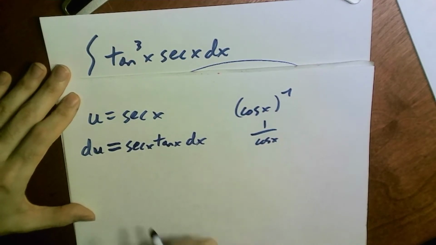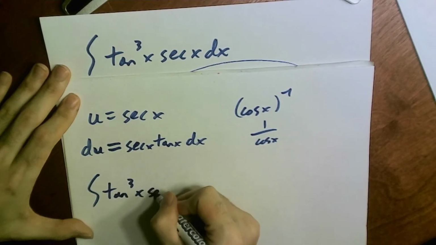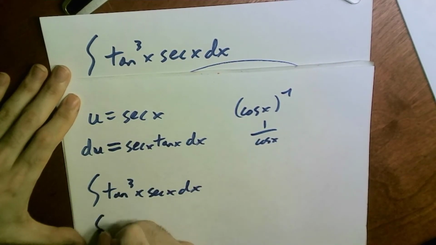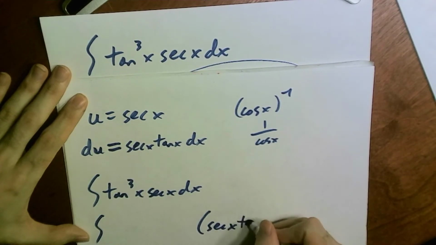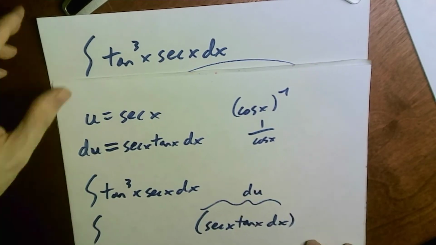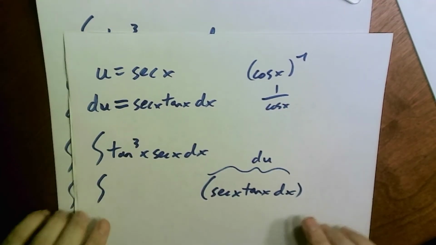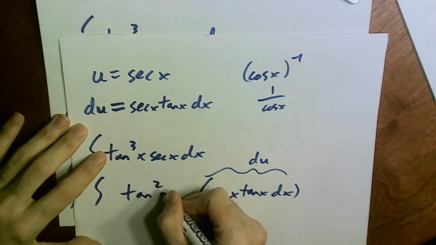All right, so let's think about it this time. I'm starting with a tangent cubed x secant x dx. And when I break things up, I need a copy of secant x tangent x dx, right? So that this becomes my du. So what's left if that's all staying together for du? Well, I have tangent squared of x, and that's it.